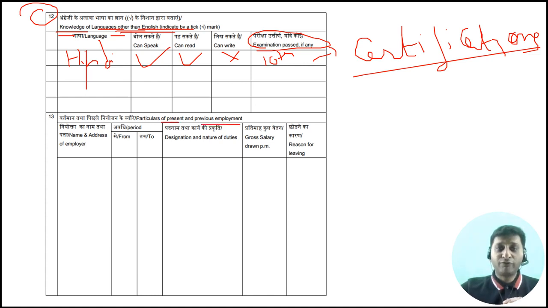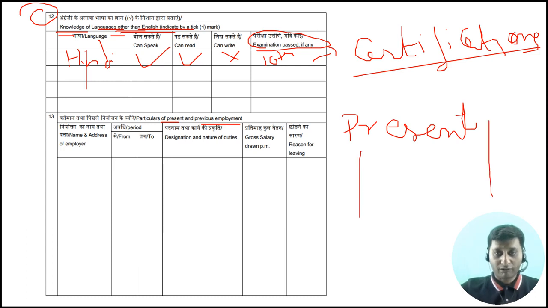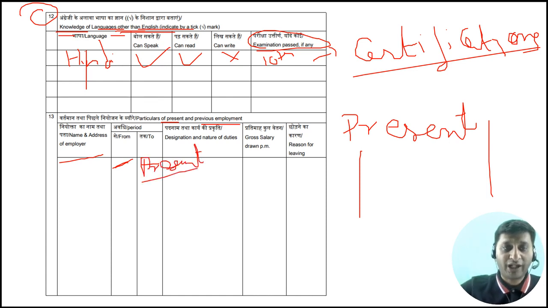So here you have to follow the reverse order. First write your present employer if there is one, and then write about your previous employers in a particular order, going back from the present. So write the name and address of the employer, from and to date. If you're presently working there, then write from, and in the to field write present, because there is no end date to that.